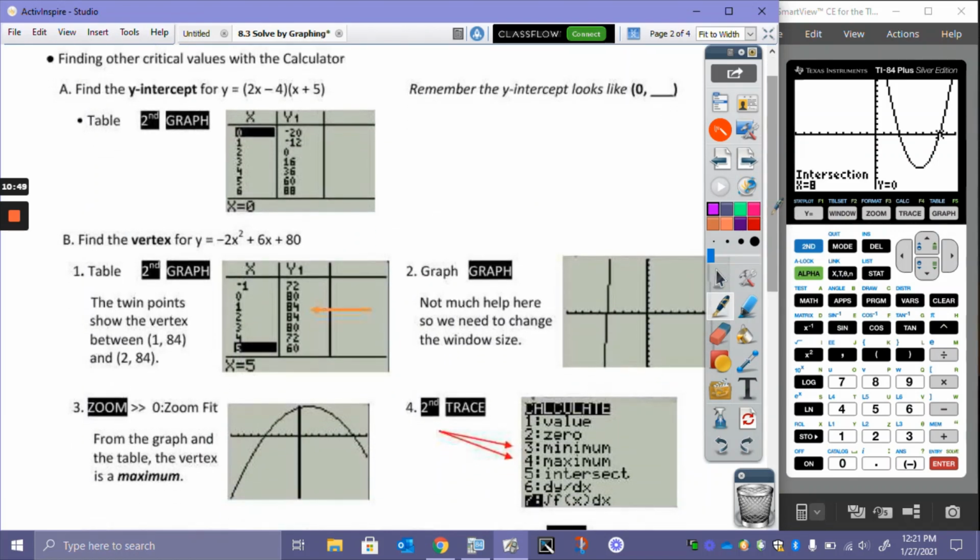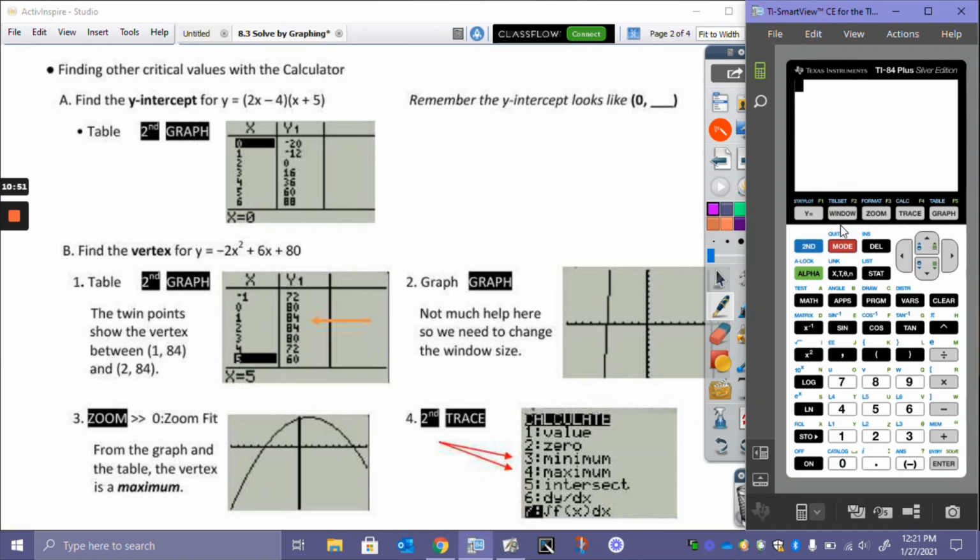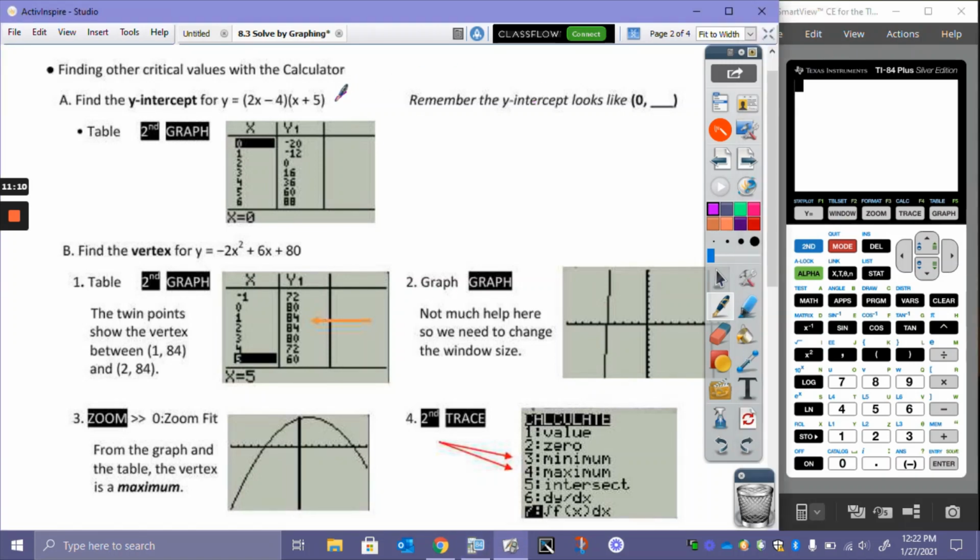Okay, now let's talk about finding other critical values in the calculator. All right, A says to find the y-intercept for y equals 2x minus 4 times x plus 5. Notice that we have this written in our factored form. So the fact that this is our factored form does not change anything.